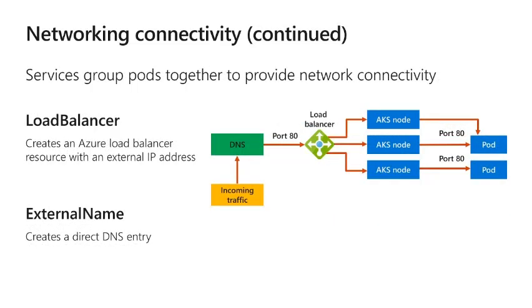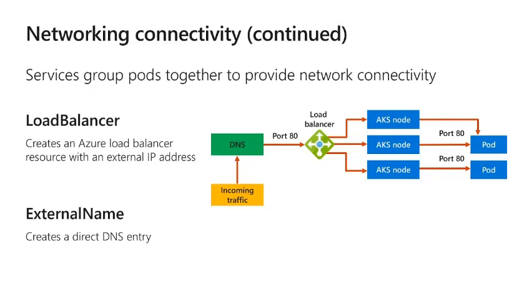Another factor in network connectivity are load balancer and external name. To simplify the network configuration for application workloads, Kubernetes uses services to logically group a set of pods together and provide network connectivity. The following service types are load balancer and external name.